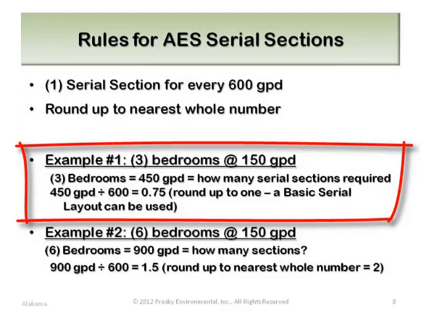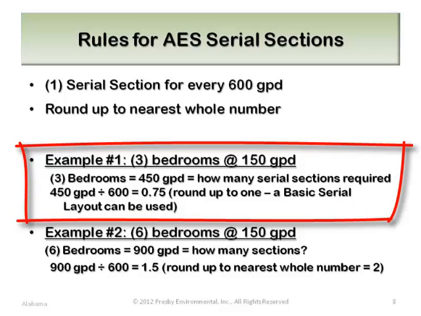Let's do an example. If we have a 3-bedroom system using 150 gallons per day per bedroom, our total daily design flow is 450 gallons. Because this does not exceed 600 gallons per day, we only need one serial section. But let's use the formula anyway to check our answer.